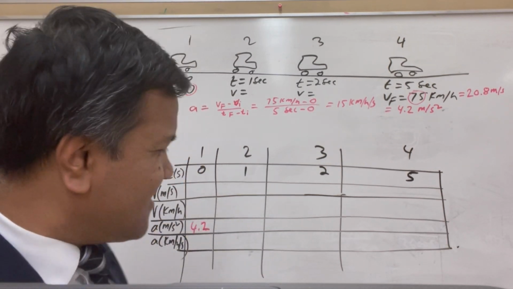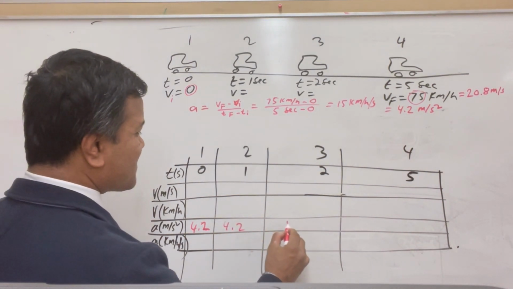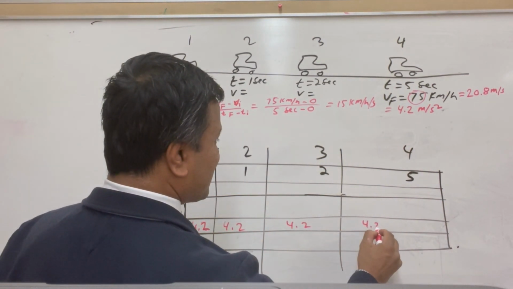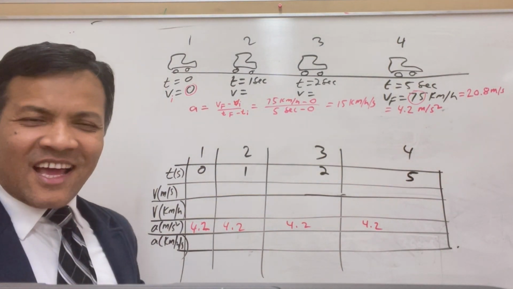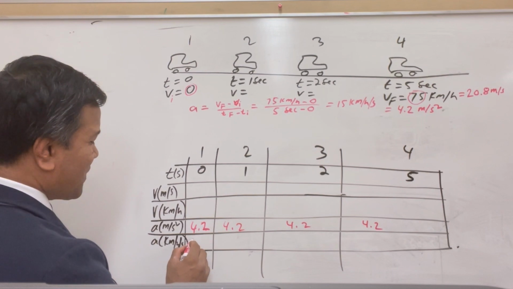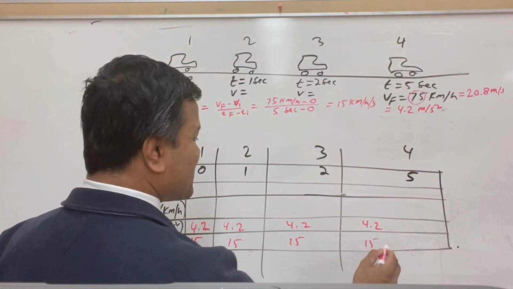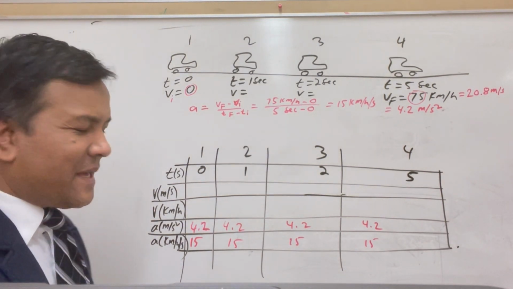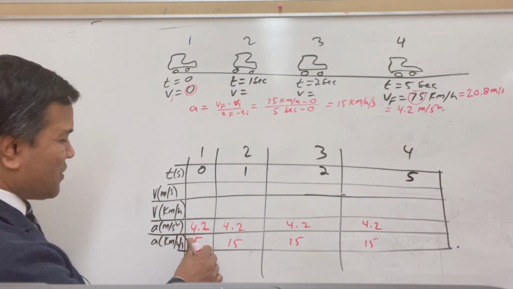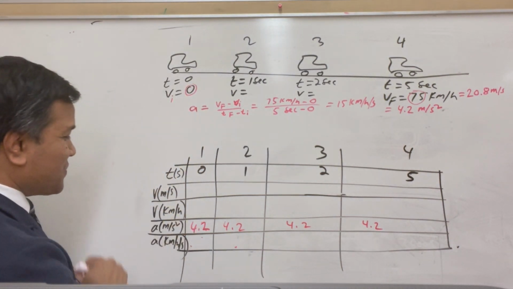Good. All right. So what is the acceleration? Acceleration is constant throughout the process. Acceleration is constant, in SI units, or in kilometers per hour per second it is 15, 15, 15, 15. They both are the same, by the way. Okay, so let's talk about 15 later. Let's just pay attention to 4.2. If it is 4.2, what is the velocity?